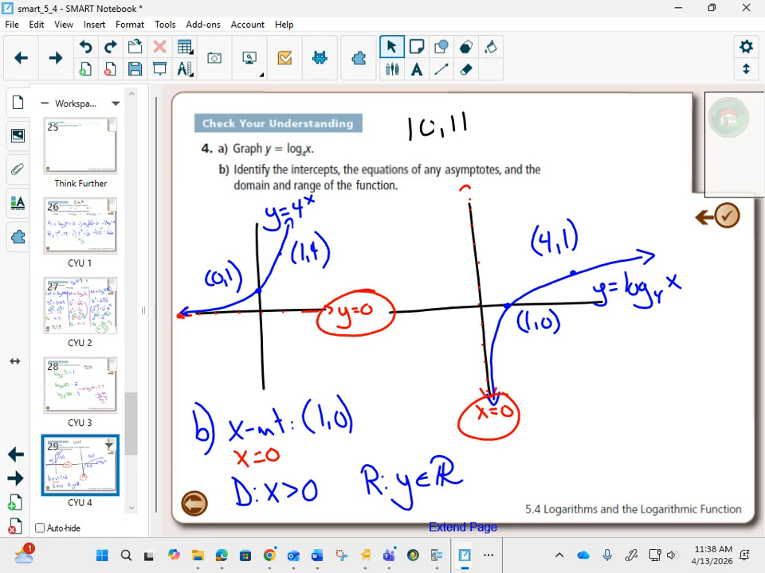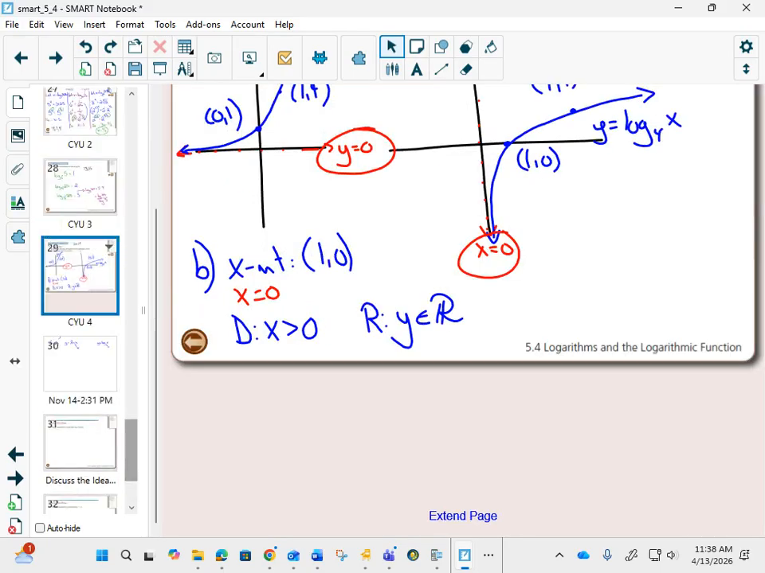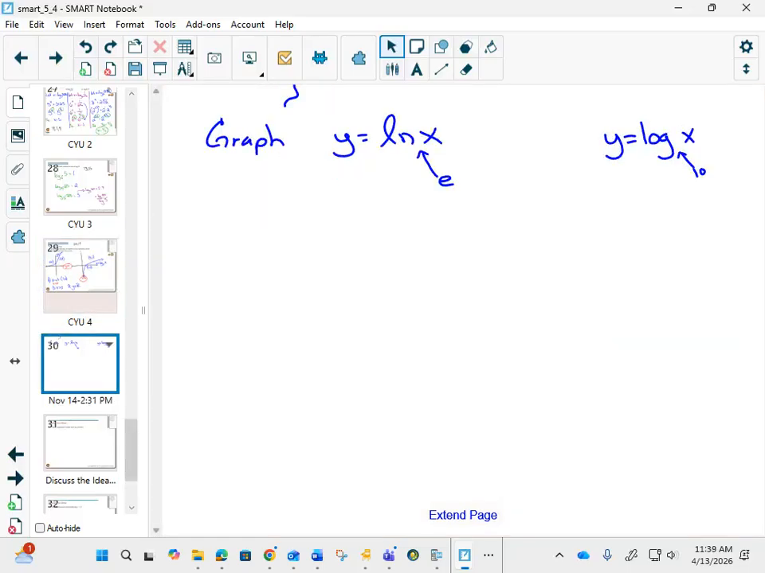But I'm also going to introduce you to another graph. And we are going to graph ln of x. ln of x is a special logarithm. Log, when you don't write anything, has a base of 10. That's called a common log. ln is short for, I think it comes from French, logarithm naturel, which in English is a natural logarithm.